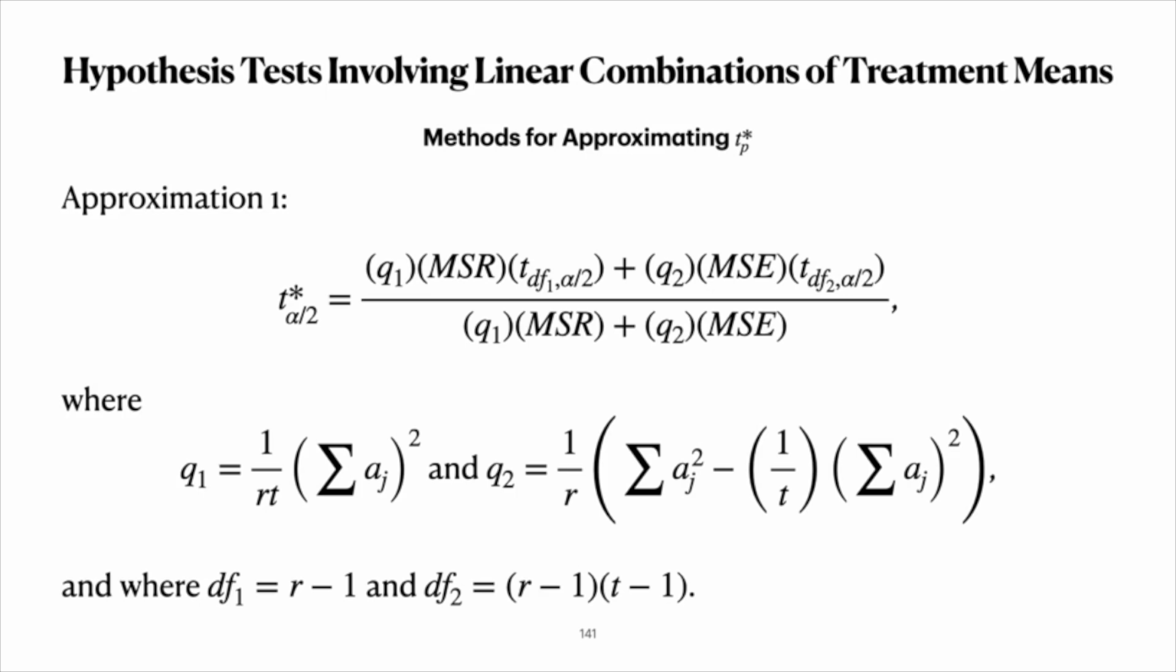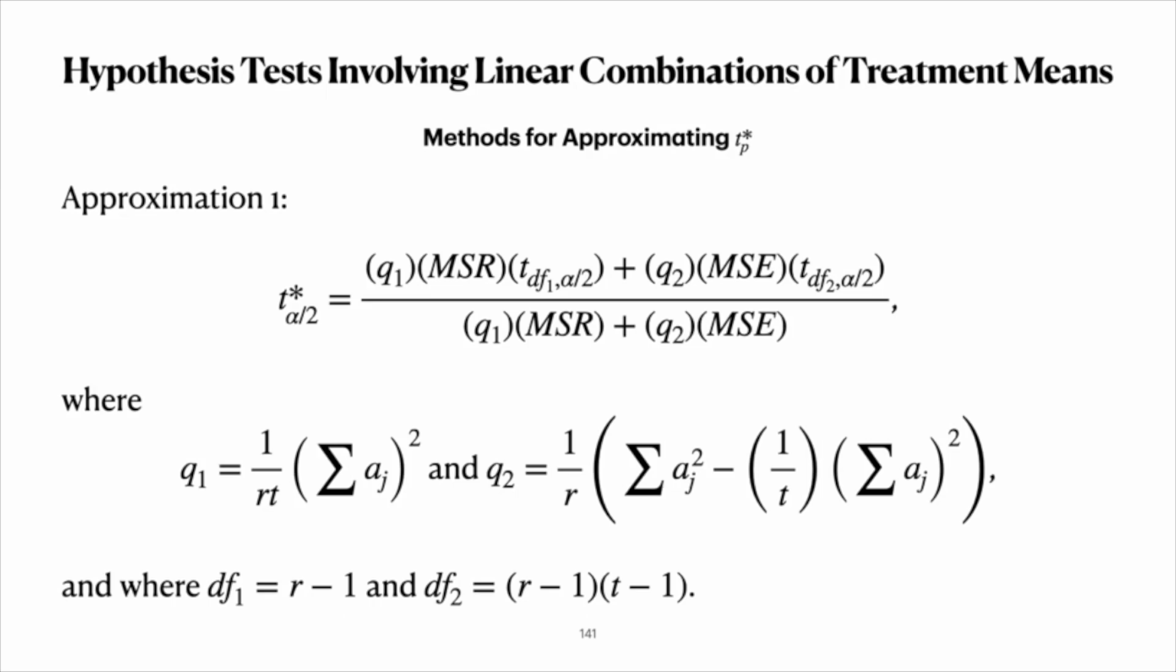I'm not going to read over these or explain these in detail. We've already done that previously. But just note that these formulas apply as well. So here is the first approximation formula. We've called this approximation 1, a method for approximating t star sub p.